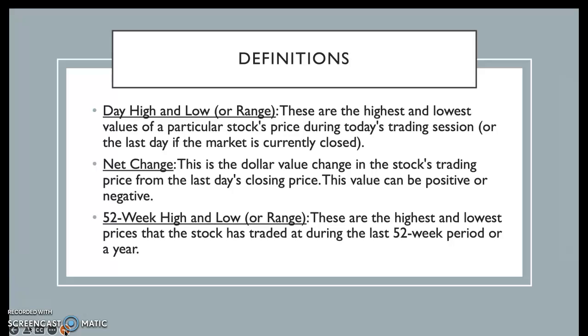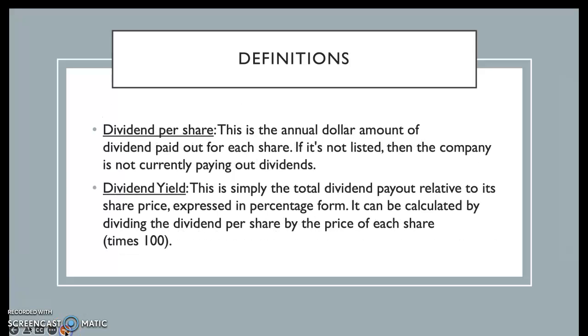Net change. 52-week high and low. So now we're looking over the last year. 52 weeks is a year. So over the last year, what is the highest and lowest prices that the stock has traded at?